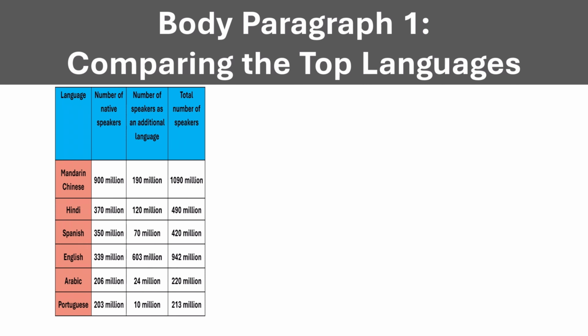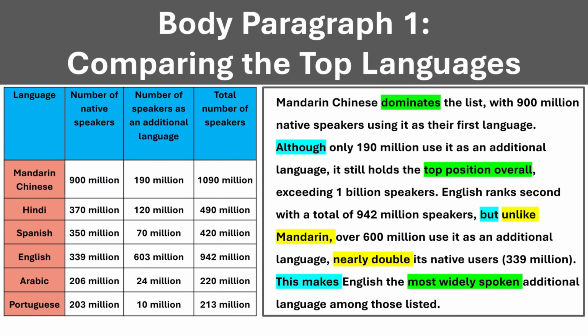Here is the complete body paragraph 1. As you can see, it brings together the ideas we discussed: key figures, meaningful comparisons, and a superlative to highlight a unique feature of English. This is the kind of clear and well-organized paragraph that can help you achieve a high band score.